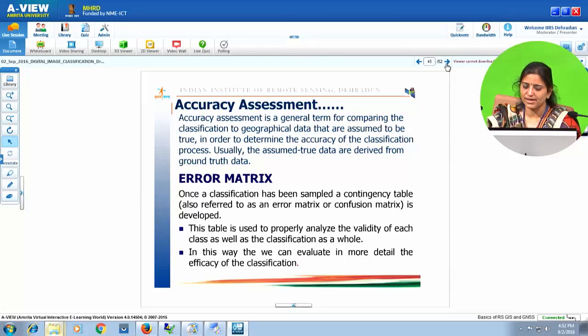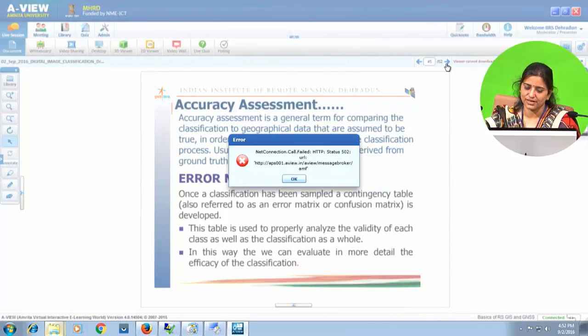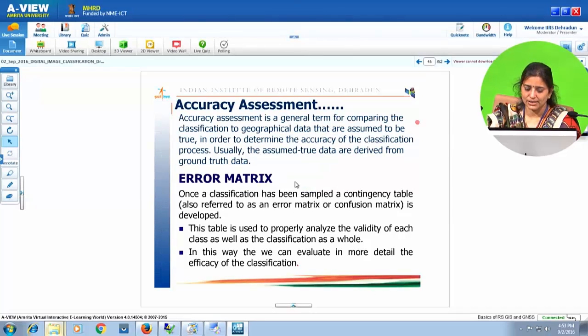So once the classification has been sampled, a contingency table, or what we also call an error matrix or confusion matrix, is developed. This is a table which is used to properly analyze the validity of each class as well as the entire classification as a whole. In this way, we can evaluate in more detail the efficiency of the classification. So let us discuss how we create this confusion matrix and how we calculate the accuracy of the classification using the confusion matrix.